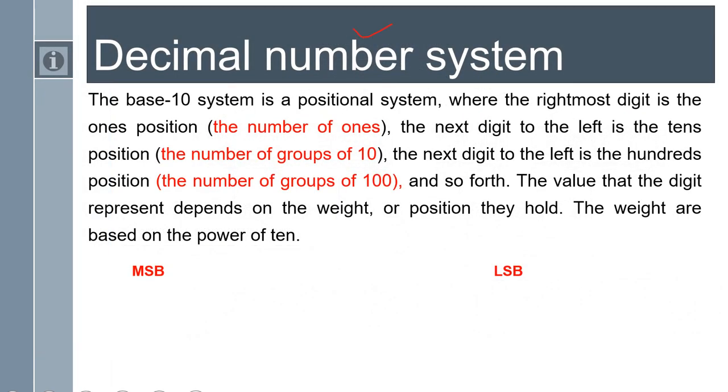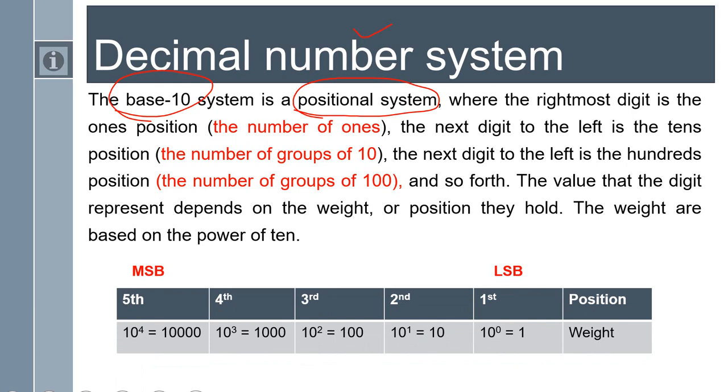The base 10 system is a positional number system. It is also called the decimal number system, positional number system, base 10 system, and expansion method. Why? Because of positions, because of base 10, because we multiply weights with face value. This is why it is called the expansion method.